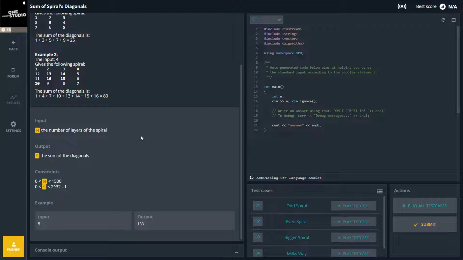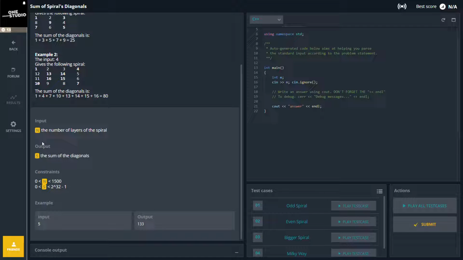So for the first line, what CodinGame has provided is basically the number of layers of the spiral. The output is the sum of diagonals. The constraints are 0 less than n less than 1500, and 0 less than s less than 2 to the power of 32 minus 1.